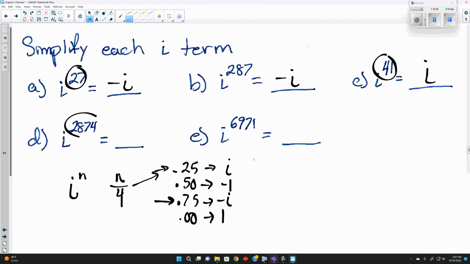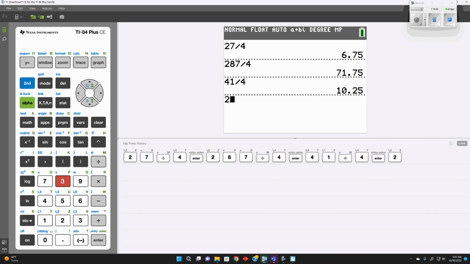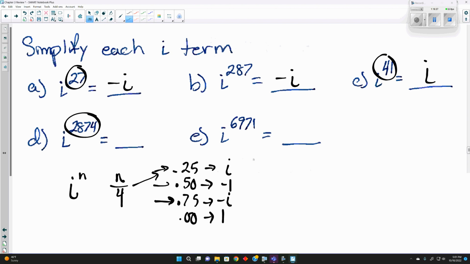We can look at the next one, i to the 2,874. So 2,874 divided by 4, enter, is 0.5. And if 0.5 is the decimal, it reduces to -1. And last but not least, 6,971.